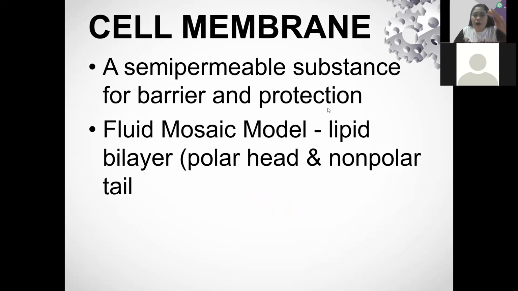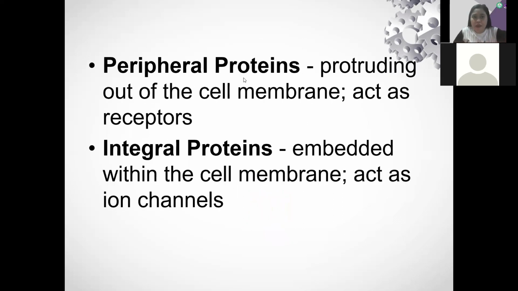Now, aside from the lipid bilayer of the cell membrane, we also have other structures that are found in our cell membrane, just like our peripheral proteins, which are protruding out of the cell membrane. So when you say protruding, if this is the lipid bilayer here, merong magpo-protrude dyan class na malaking protein. Okay? Yan yung ibig sabihin. Lalabas siya dyan sa lipid bilayer, and most of the peripheral proteins act as receptors.